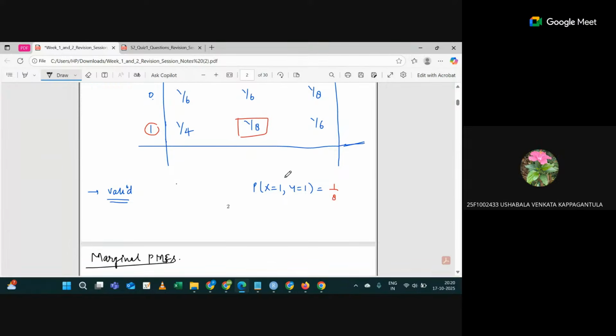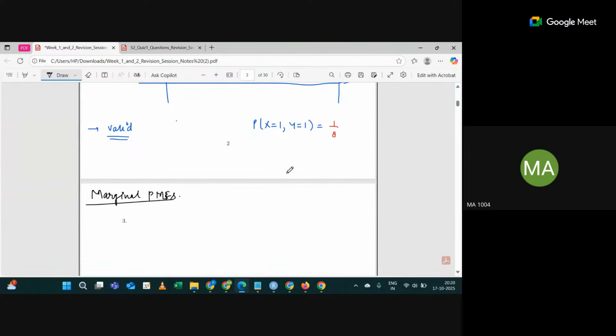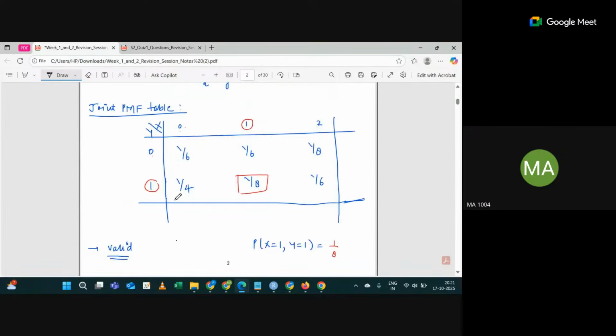Okay, so the next thing is called marginal PMF. Marginal PMF means basically you have been given the joint probability mass function, and the marginal PMF is the PMF of a single random variable. I mean, if you have the joint PMF, then what is the PMF of X? What is the individual PMF of Y? That is called marginal PMF. For example, here, if I ask what is the probability x equal to 0, then what will you do?